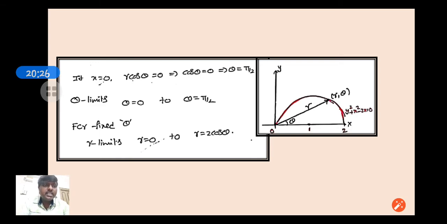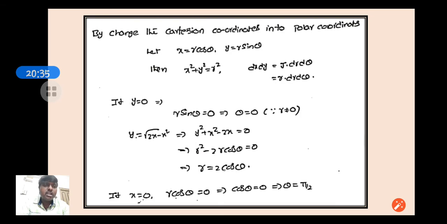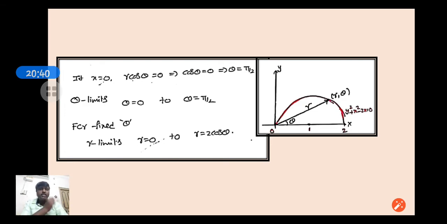See here, this is my circle in the first quadrant. Our theta limits: theta is equal to 0 to theta is equal to pi by 2. The same thing I also derived here, theta is equal to 0 and theta is equal to pi by 2. Here you can observe the same thing in the region also. Theta equal to 0 line is the x-axis and your theta is moving from the 0 line up to the y-axis. When theta is moving from 0 to pi by 2, your circle is moving from 2 to the origin.